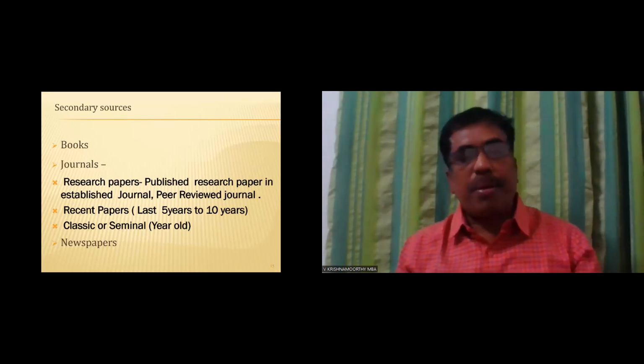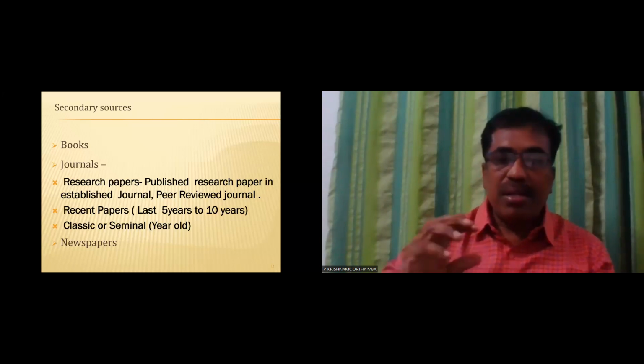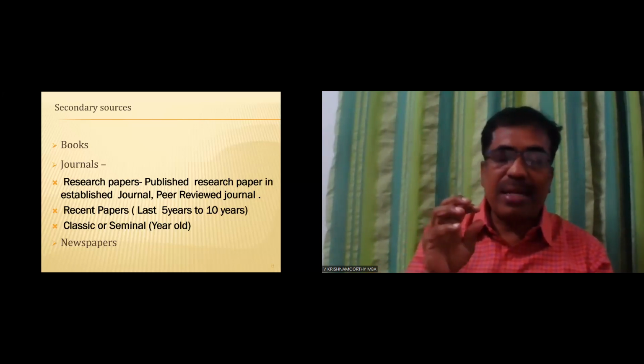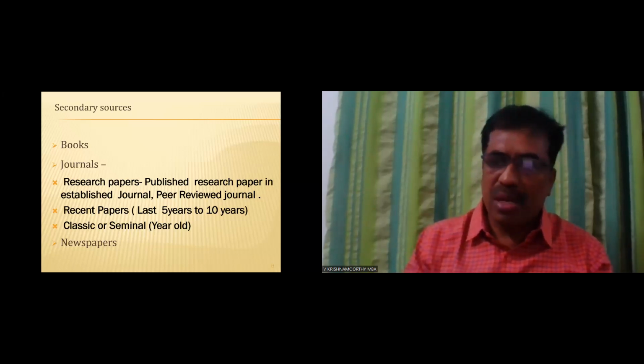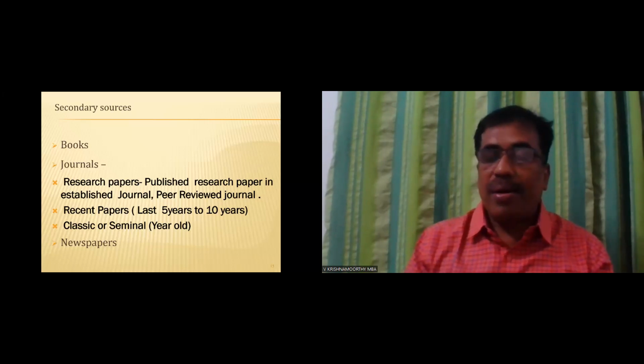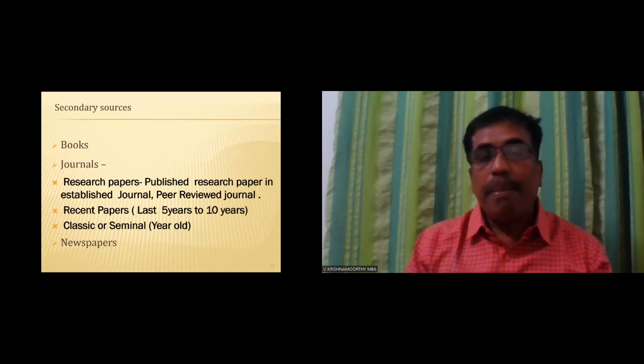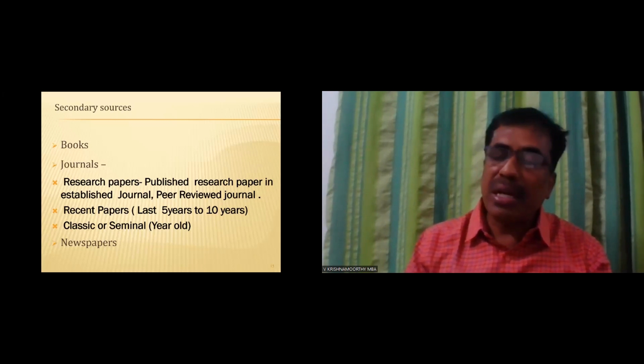Plus, research paper. Research paper means what? You should download research paper from a well-established journal. Well-established journal means Scopus or Web of Science or even UGC CARE list approved journals. Plus peer-reviewed journal. What is a peer-reviewed journal?